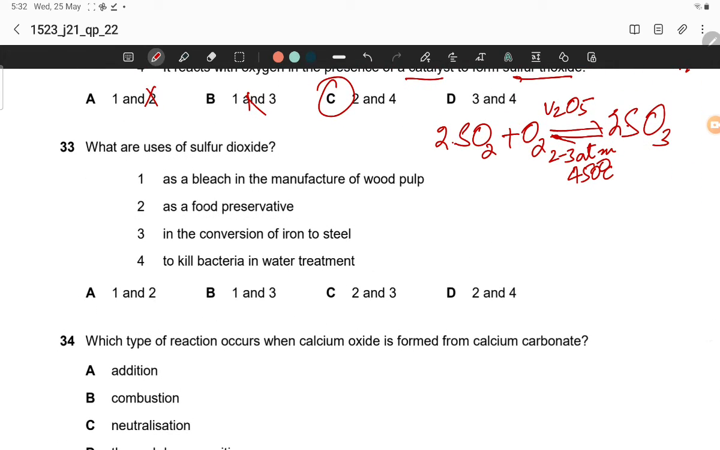What are uses of sulfur dioxide? Used as a bleach in the manufacture of wood pulp. Used as a bleach, yes, as a food preservative. In the conversion of iron to steel, it is incorrect. To kill bacteria, also incorrect. For water treatment, chlorine is used. In the conversion of iron to steel, oxygen, carbon is used in the conversion to steel.